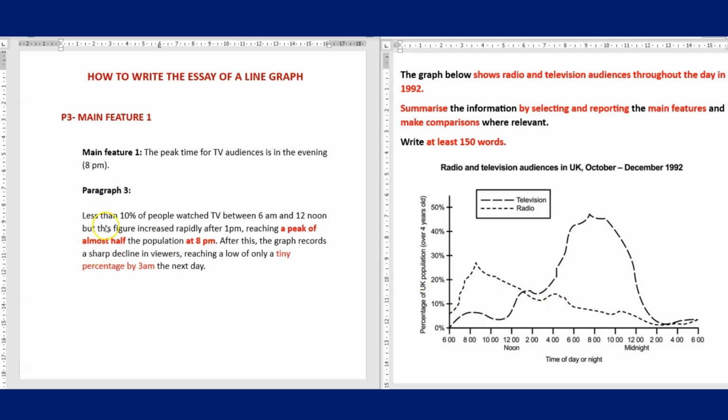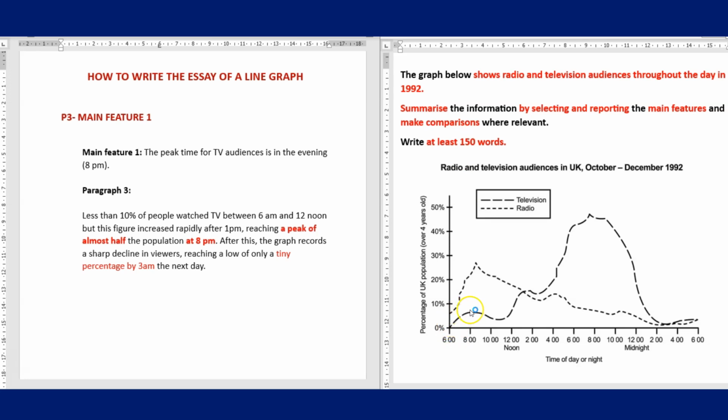One thing I should tell you is that when you are explaining a feature, especially a variable, don't start describing it one after the other, every point. No, that is not important, because we are not asking you to report on every point of it. That is not what we are doing. We're just asking you to summarize, select, report, and compare. So don't start saying that there was no audience at 6 a.m.